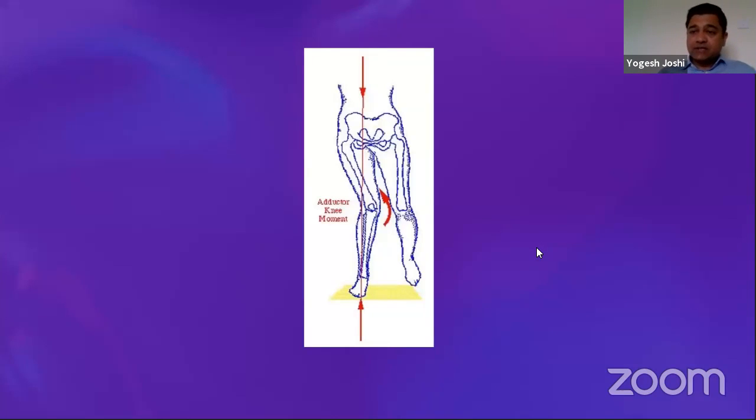In chronic MCL injuries with residual laxity, the patients can develop a valgus thrust gait, which is different from a varus thrust gait. So when the patient walks, you will see they're keeping the ankle internally rotated while the knee goes into a dynamic valgus. And this is classic for chronic MCL injuries.